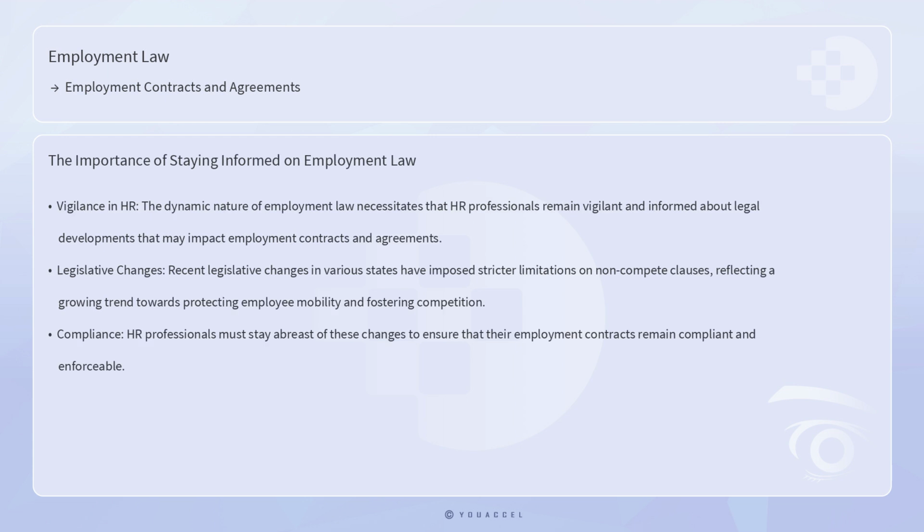The dynamic nature of employment law necessitates that HR professionals remain vigilant and informed about legal developments that may impact employment contracts and agreements. For instance, recent legislative changes in various states have imposed stricter limitations on non-compete clauses, reflecting a growing trend towards protecting employee mobility and fostering competition. HR professionals must stay abreast of these changes to ensure that their employment contracts remain compliant and enforceable.